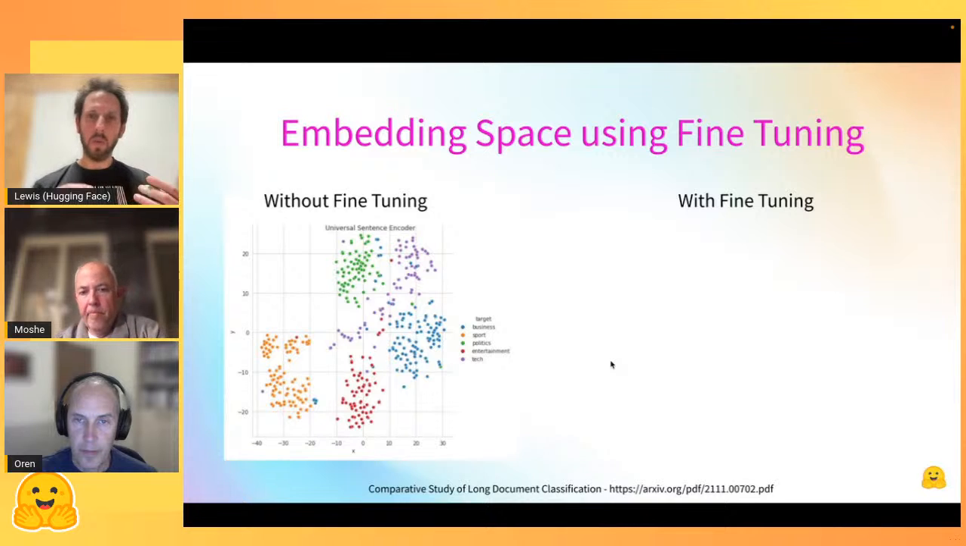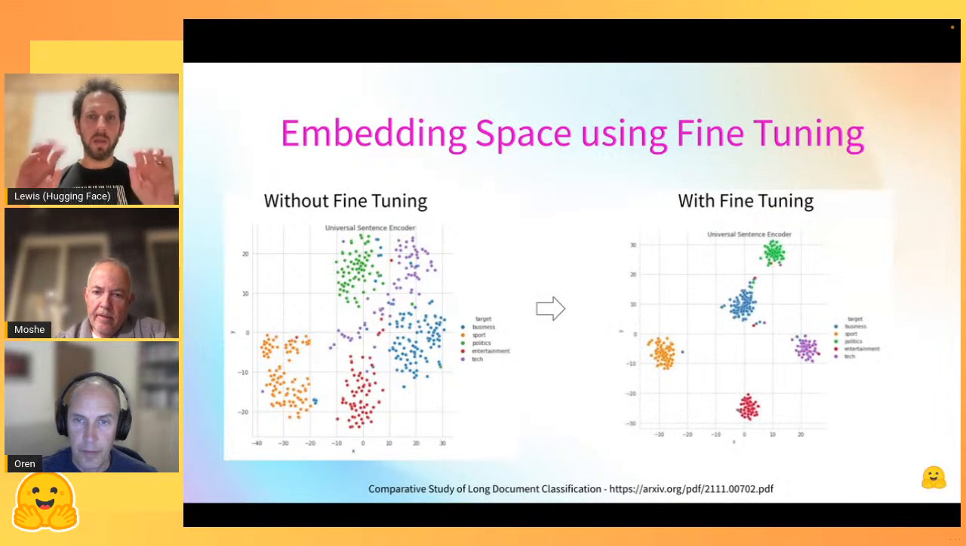Then the idea is that once we do this contrastive learning, we get much tighter clustering, which allows us to create very clean decision boundaries when we do classification on top of them. That's the main idea behind SetFit: generating good representations that we can then use to build classifiers.